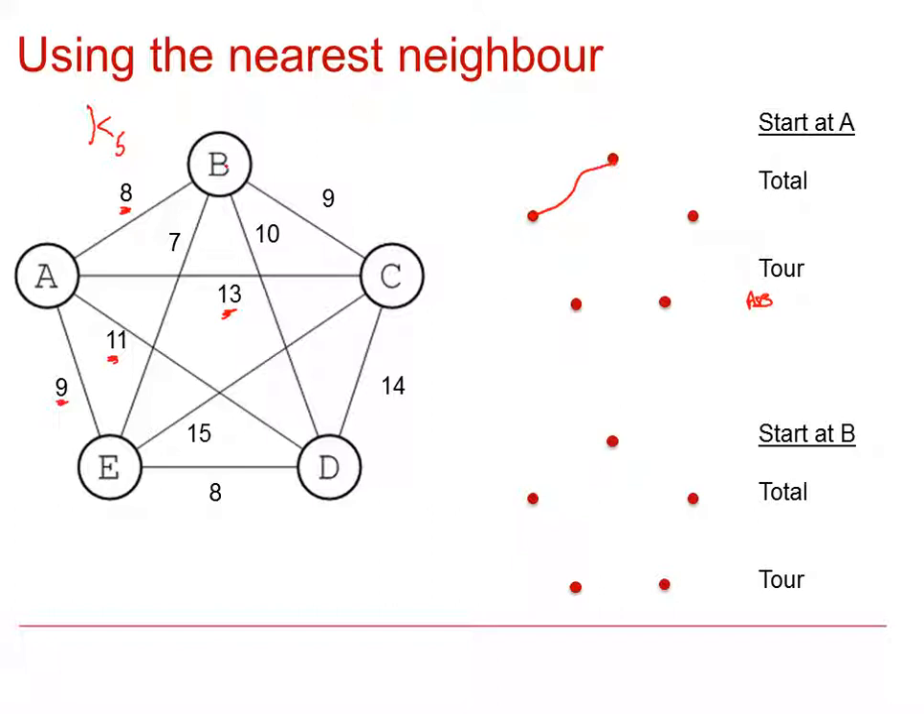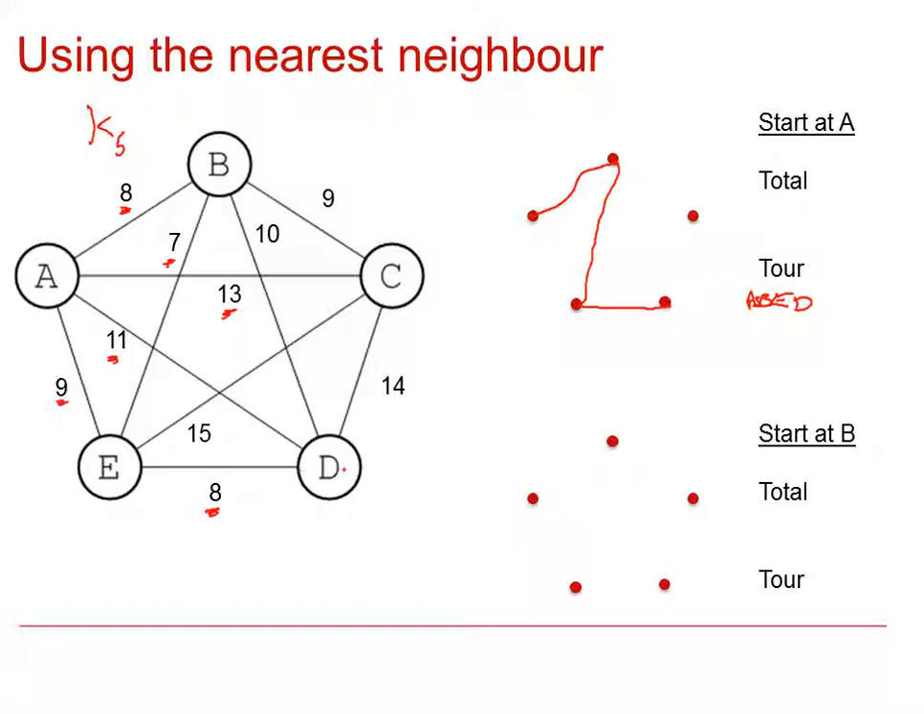So B. Then we look at B. B's nearest neighbour is E. So we go B to E, because it has a weight of 7. So now we're at E. We need to go to a nearest neighbour, and our nearest neighbour is B, but that's already been taken. So D is our next one, and as that hasn't been taken, we can connect E to D. And I'm going to finish writing the tour here. So A, B, E, D.